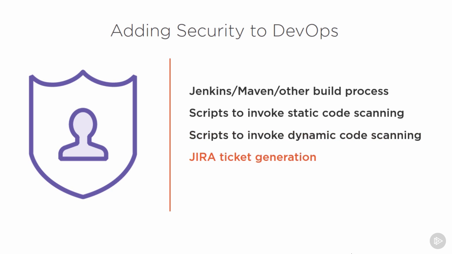Now, once Burp identifies those items, you could generate JIRA tickets programmatically, and then you could use something like ThreadFix to track the progress of those tickets.